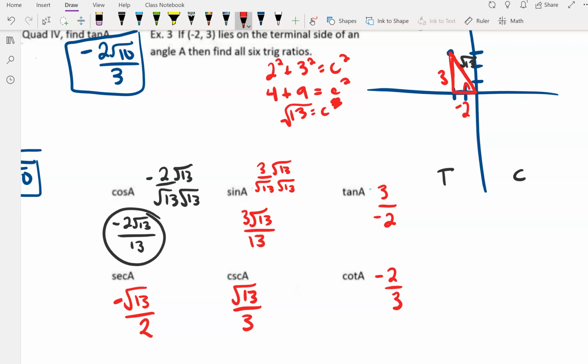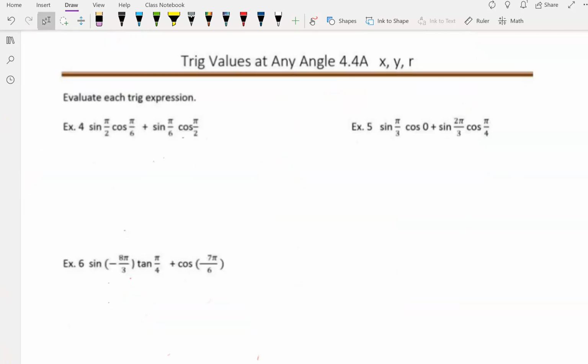All right, so that's it for this section. Pause the video if you need to catch up on anything. So now we're going to evaluate each trig expression. If you have your trig functions memorized, this should be really quick. If you don't, it'll take a little longer. If you don't have them memorized, you can refer back to your unit circle, but you should memorize these.